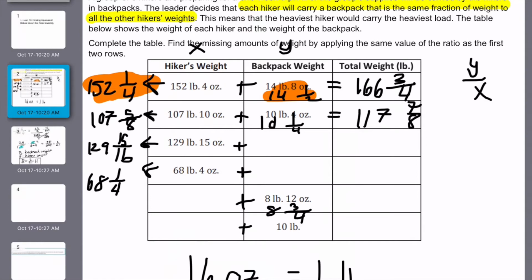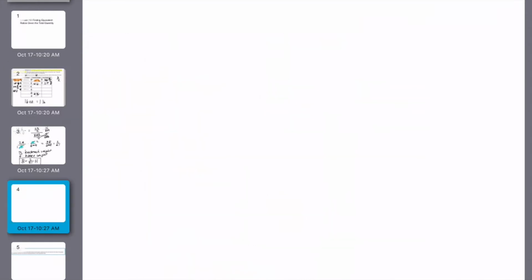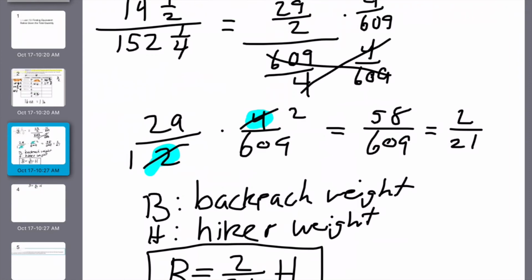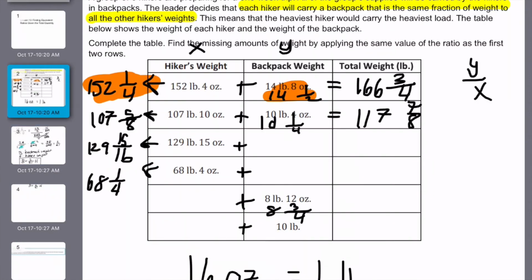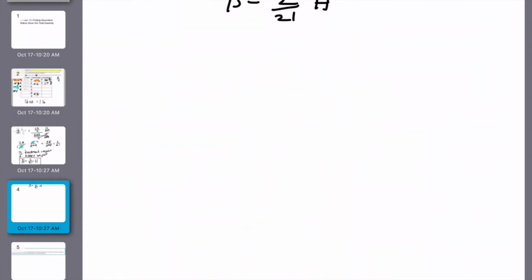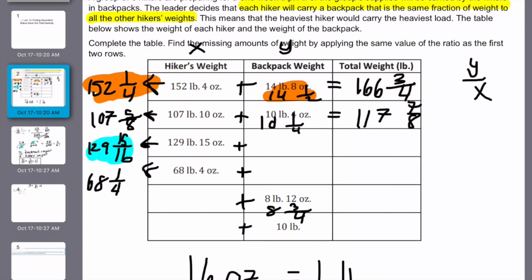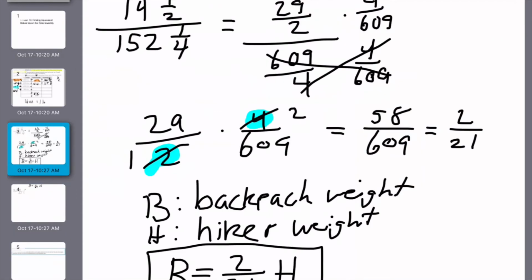And now this is when I need to start using my equation to help me. So going to rewrite it one more time. The backpack's weight is 2/21 times the hiker weight. So I'm looking to see, I have 129 and 15/16 as my hiker weight. So this first one is going to be the backpack weight equals 2 over 21 times my hiker weight, which is 129 and 15/16.